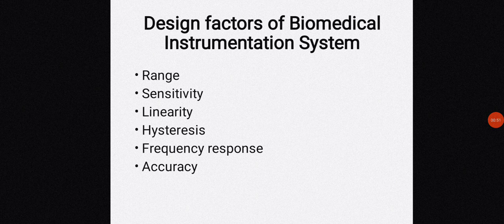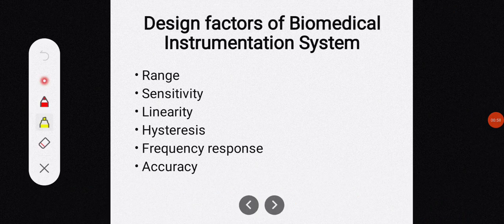So I already discussed the specification factors or design factors like range, sensitivity, linearity, hysteresis. Now I'll start with frequency response. So what is frequency response of a biomedical instrument? You can say it is the variation of sensitivity with respect to the frequency range of the measurement. In the x-axis we have the frequency, and in the y-axis we have the gain, or you can say the sensitivity. So it is the variation in sensitivity with respect to the frequency range of the instrument.